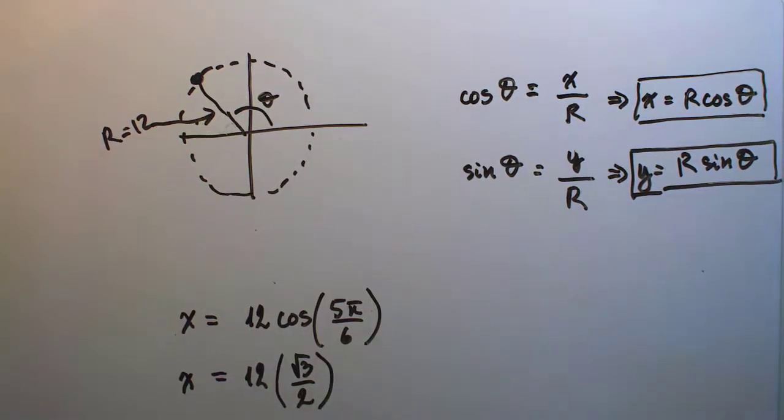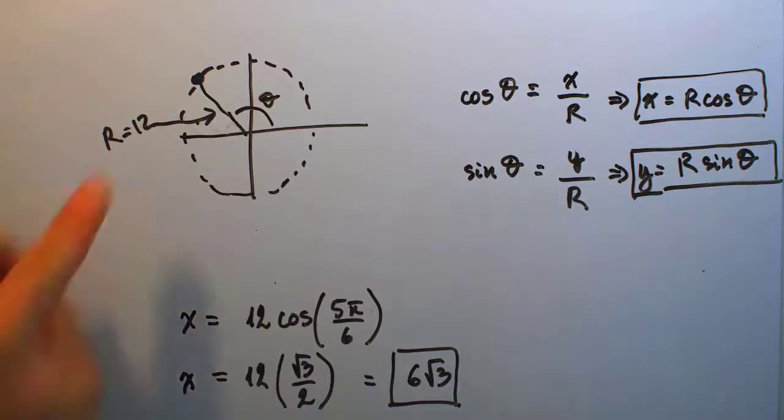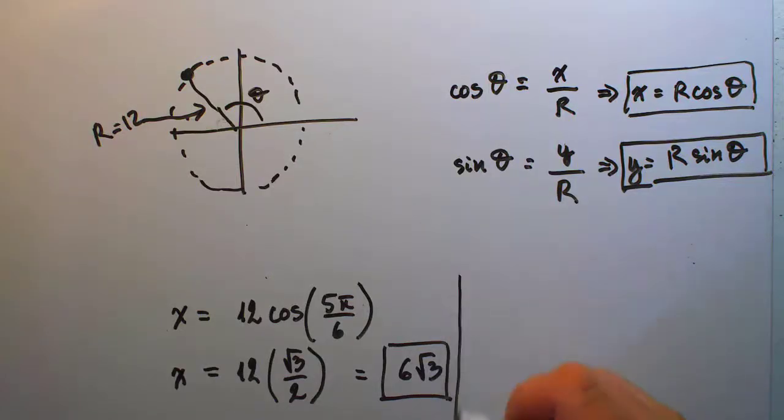And so that gives me my final answer, and 12 cancels with 2. So we're looking at 6 square root 3. And that's my x value, or the x coordinate of that designated point there. And so, a very similar argument.